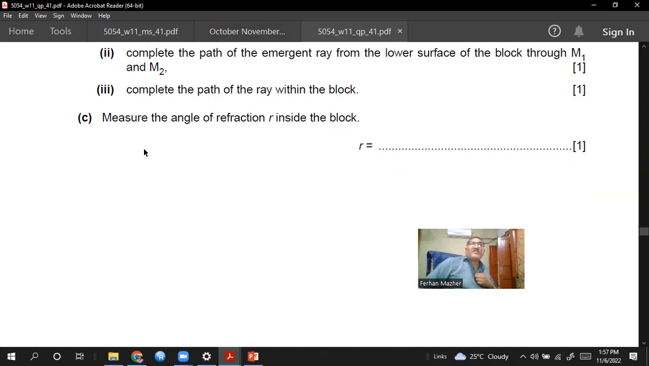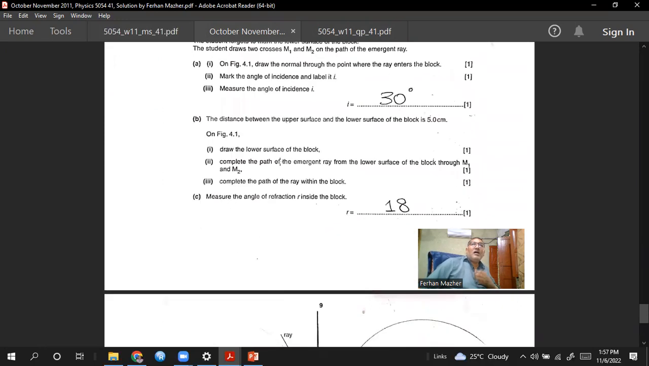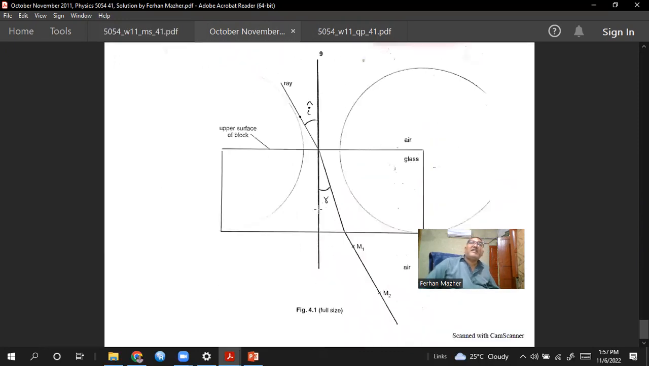Measure the angle of refraction R inside the block. Inside the block, this is the angle of refraction. I can put a scale here and measure this angle. That will be 18 degrees. The angle of refraction will be 18 degrees. If I measure this angle, I put the cross of the protractor here, and here I put the 0 and check how much this angle is. That is the angle of refraction, and it will be 18 degrees.